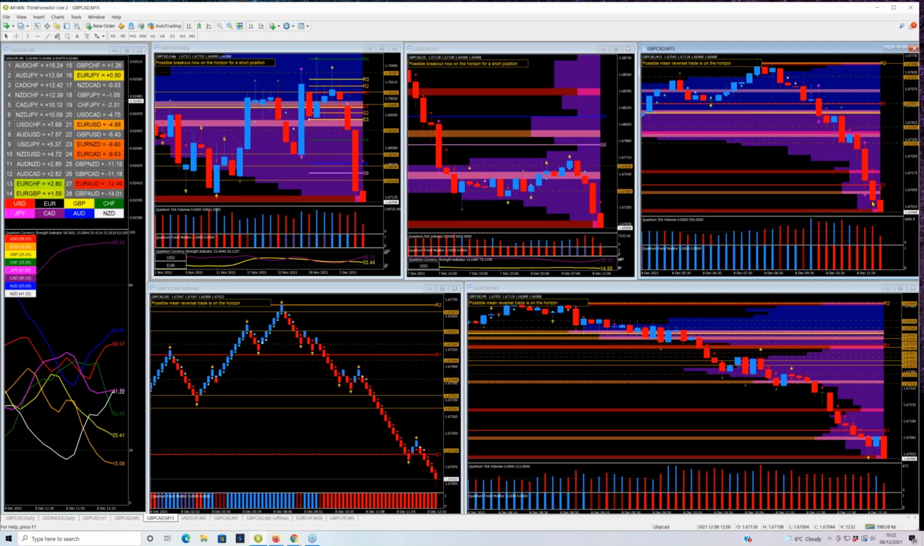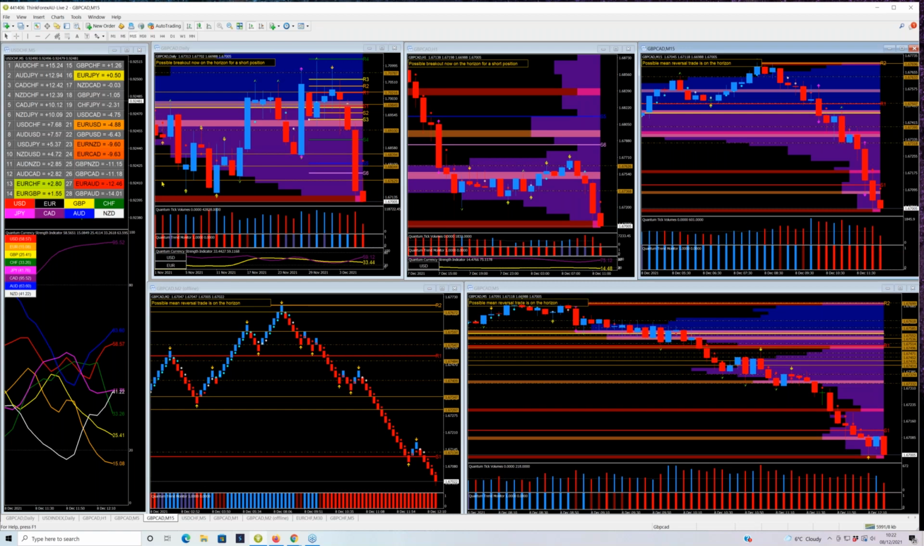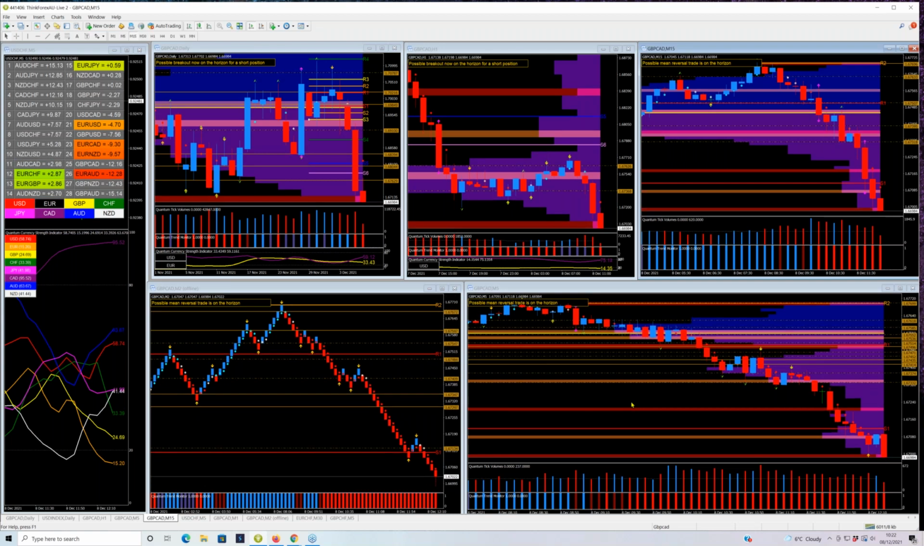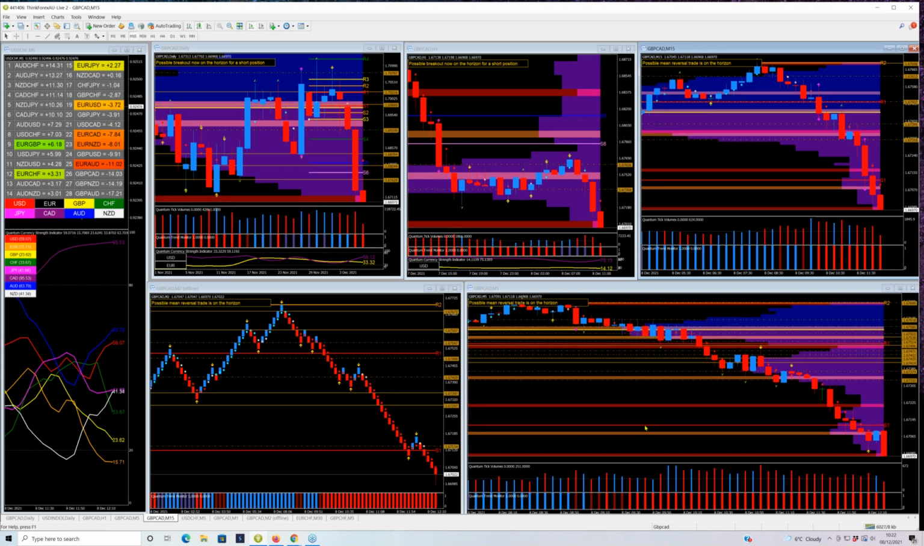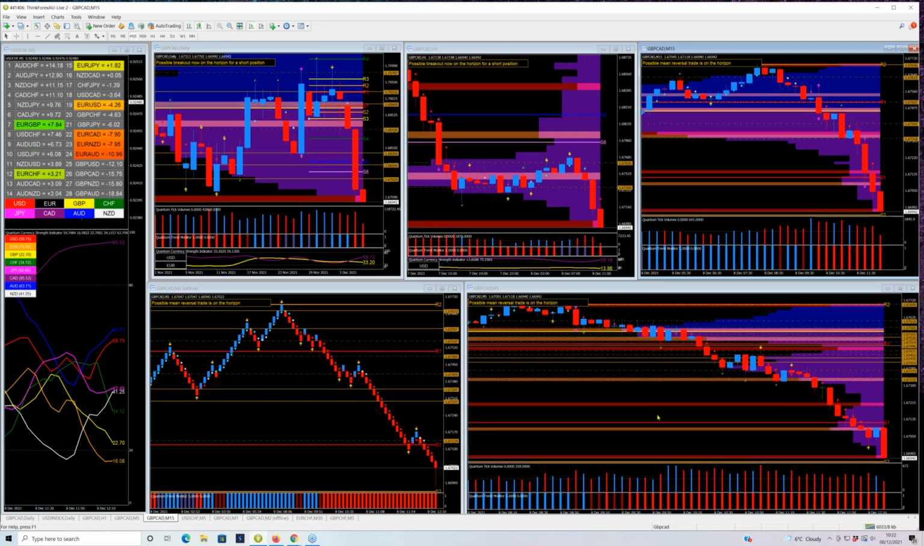We've got support on the 15, we've got support on the 5, we've got support on the hour as well, and we've also got volume support on the daily. So it's a really interesting exercise to see whether we could get some volatility, and with all these support levels, we get more volatility candles firing. So let's see what happens.